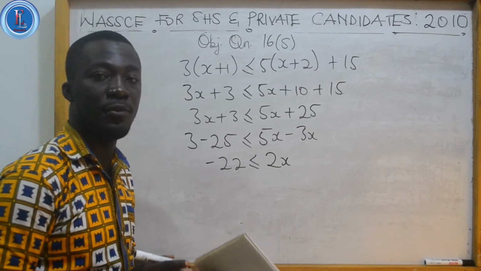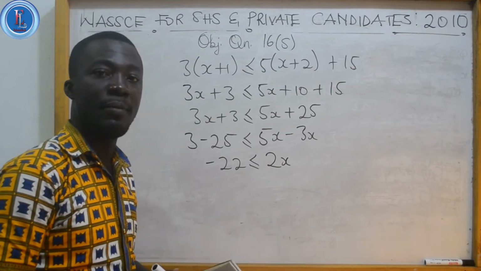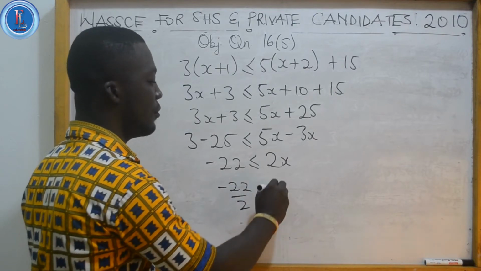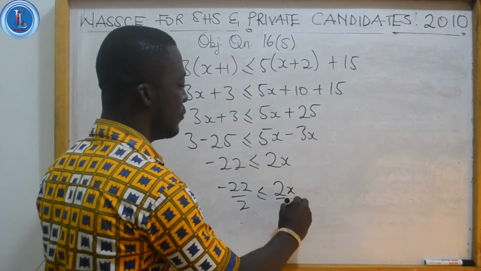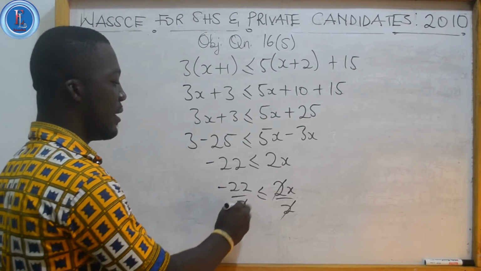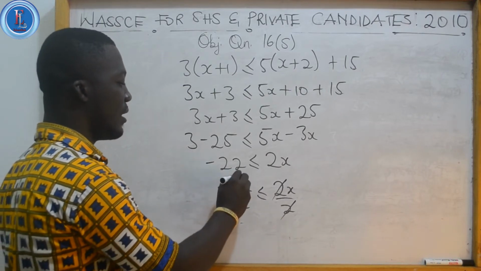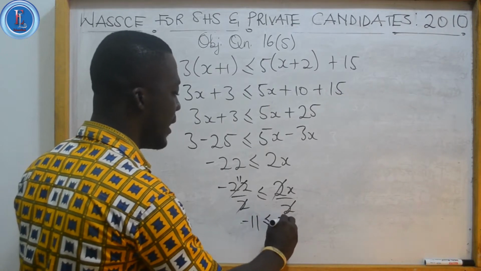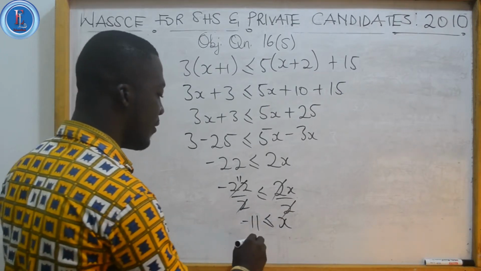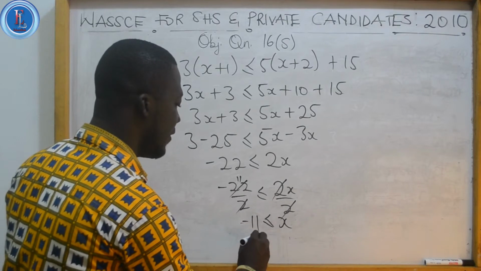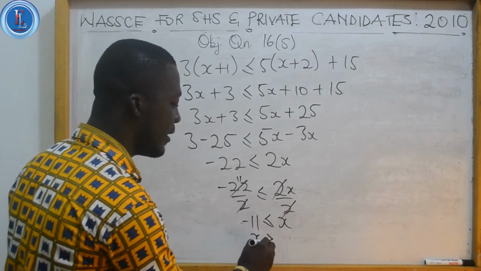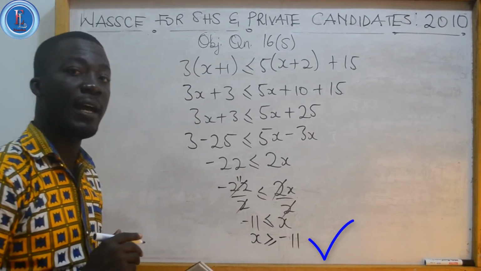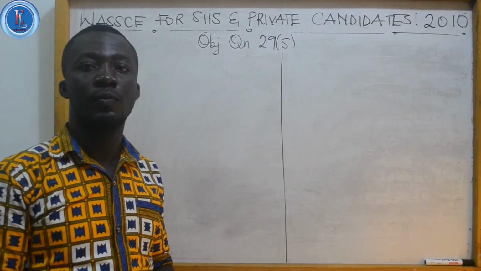We want to find x, so we divide both sides by 2, so negative 22 divided by 2 less or equal to 2x out of 2. 2 cancel 2, then 2 goes into 22 is 11. So negative 11 is less or equal to x. And this can also be written as the values of x are greater or equal to negative 11. So that is our answer there.